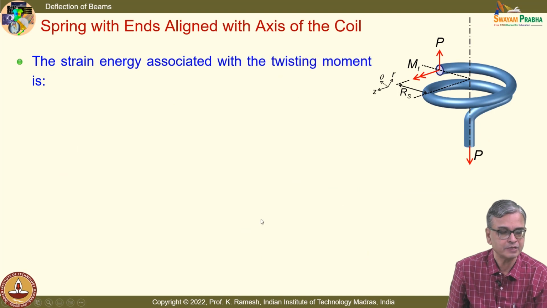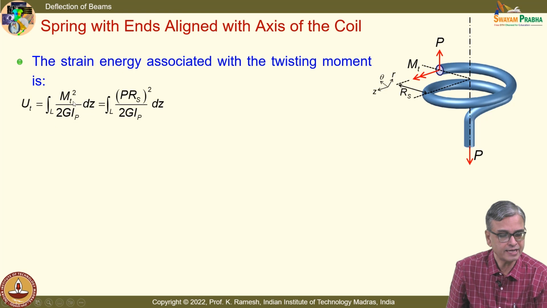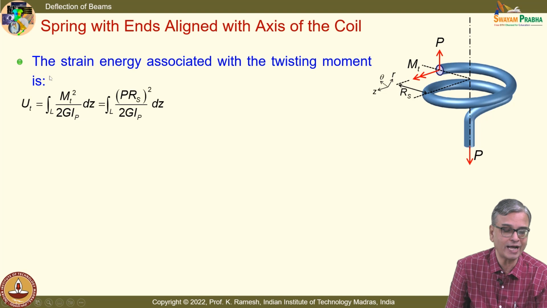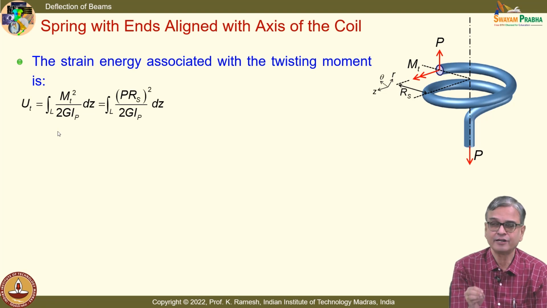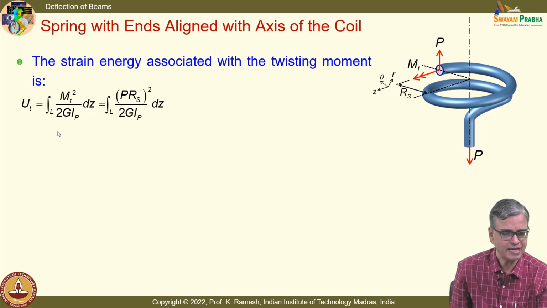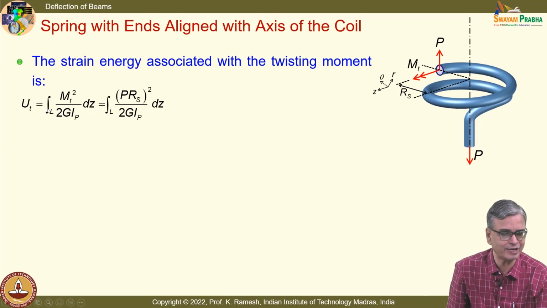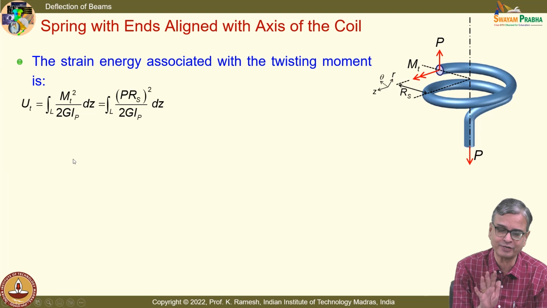torsional formula. The strain energy associated with the twisting moment is Ut as integral 0 to L Mt squared divided by 2 G Ip dz. So you have to know these expressions, whether it is axial load, bending load, torsional load, or shear load. You should be able to write this expression, and it's mnemonic. Once you remember one expression, you have to substitute the appropriate quantities. And I have to get the dz.